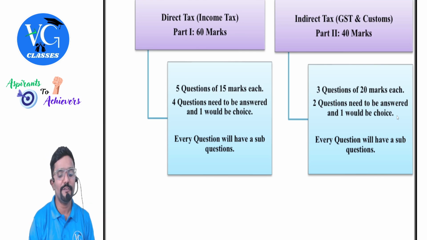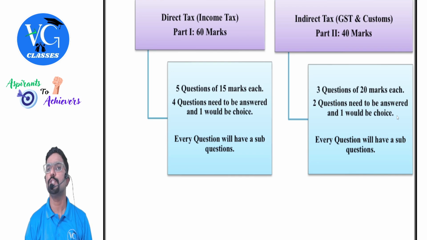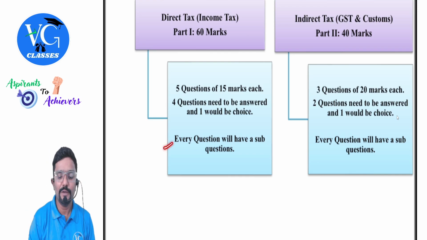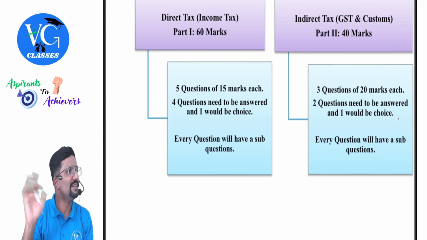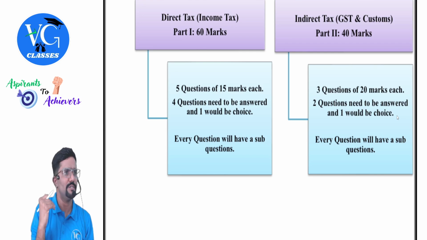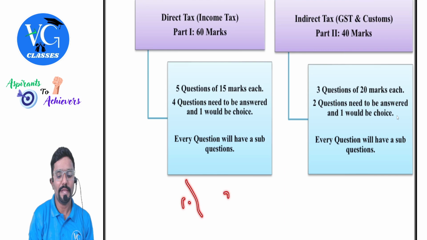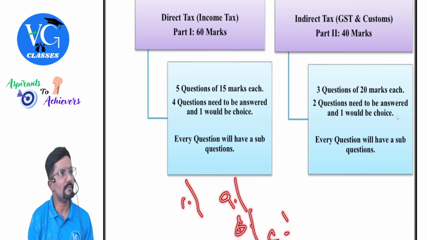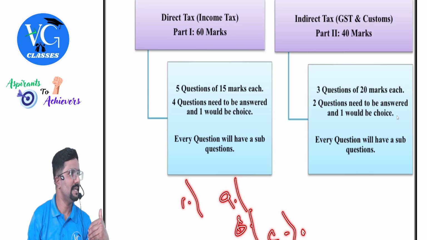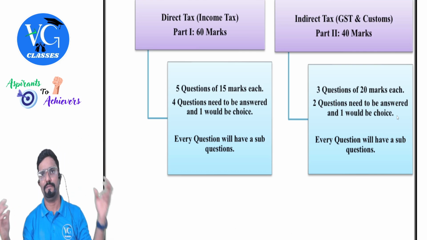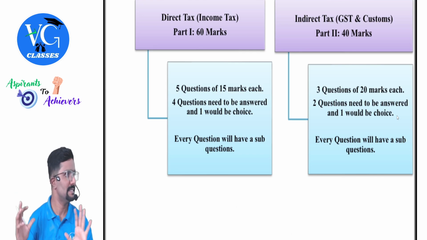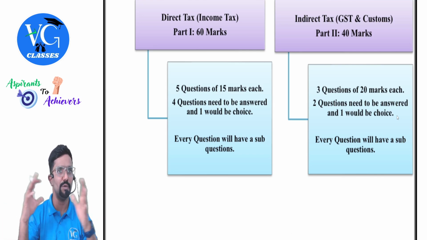So I repeat, guys, totally 5 questions would be there for 15 marks. You need to answer any 4. That means one question would be a choice for you. And every question will have sub questions. It's not like one question means 15 marks in one go. Each question will have sub questions. For example, the first question will have A, B, C for 5 marks each. It need not always be 5 marks. It can be 10 marks, 5 marks, or 3 into 5, that is 3 marks, 5 questions, like that. I will also show you one question paper, so you will have an idea.